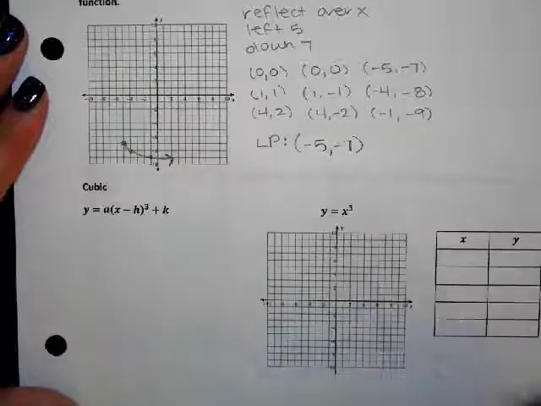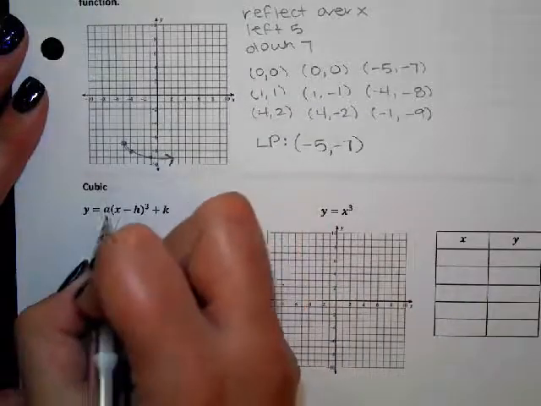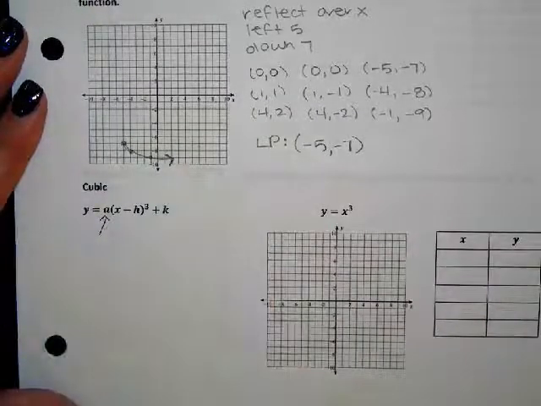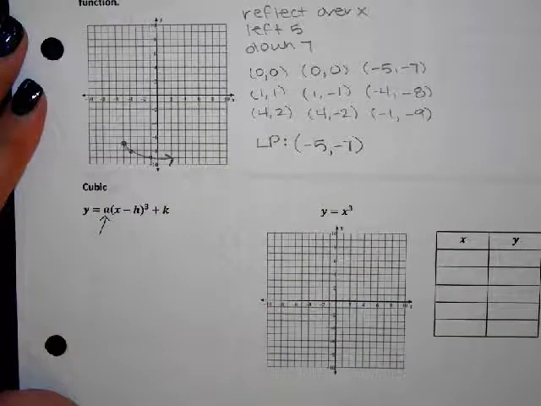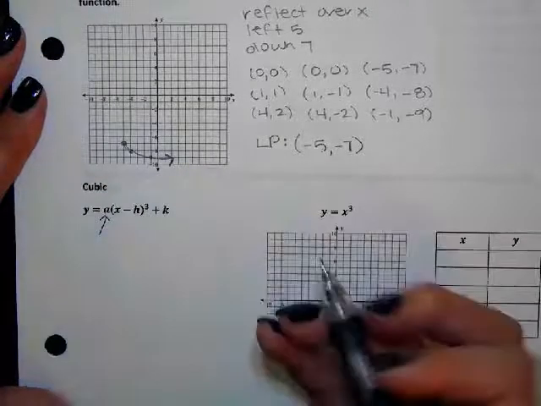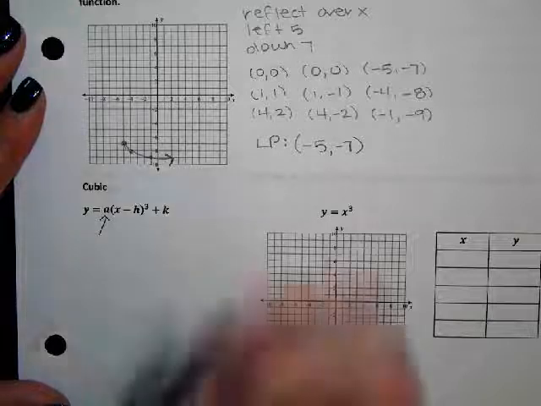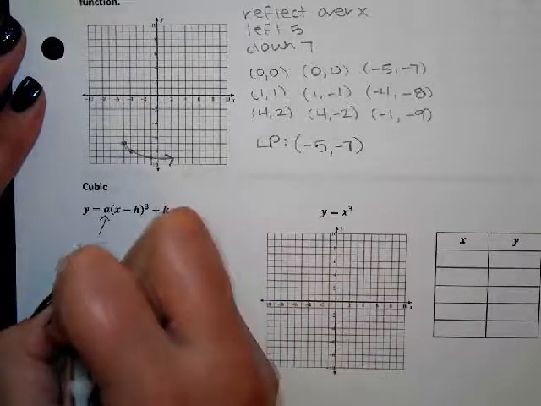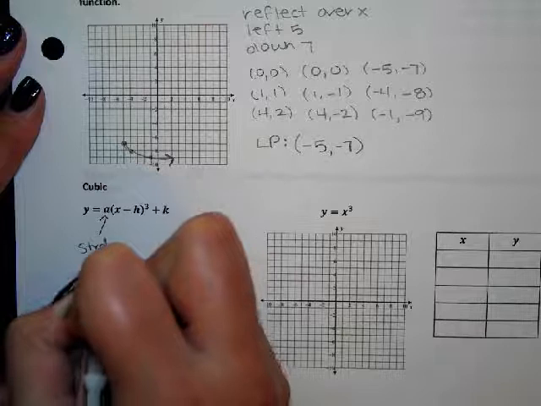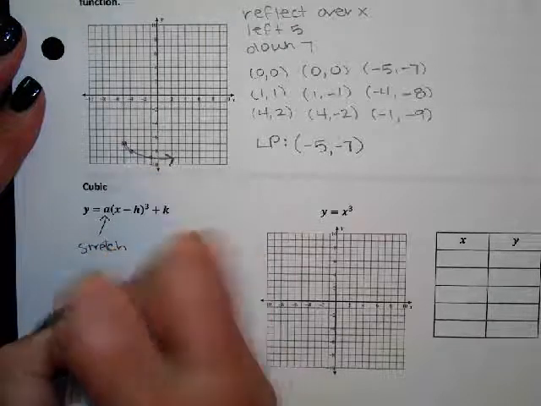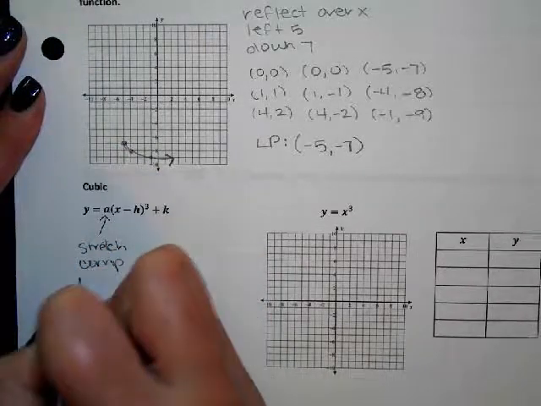Okay, so cubic, very, very similar looking to a quadratic or a parabola. The only difference is the exponent is a 3 instead of a 2. So again, the a in the front is a stretch, or a compression, or a reflect over x.